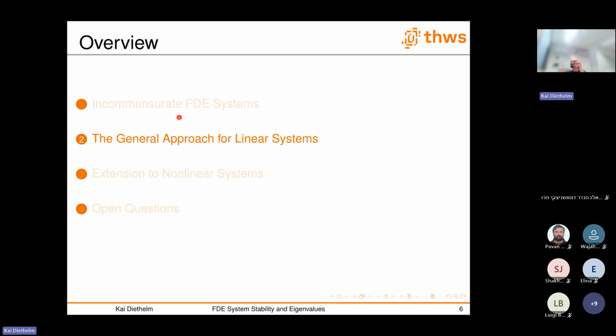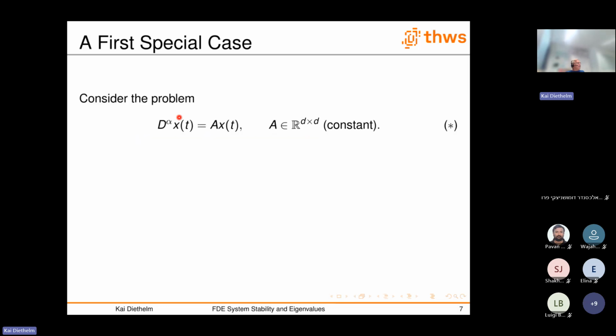Okay, so how do we construct this algorithm? Well, let's start by looking at the case of a linear differential equation system. And it's a very simple linear system. It's a system with constant coefficients for the moment. So our system looks like this. The vector of fractional derivatives of the unknown solution is equal to some constant d by d matrix capital A times the unknown solution. That's the first special case that we're looking at.